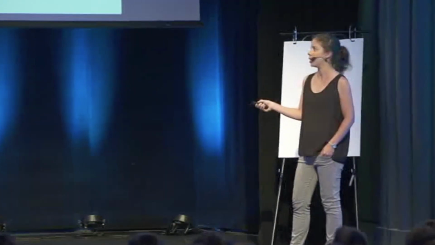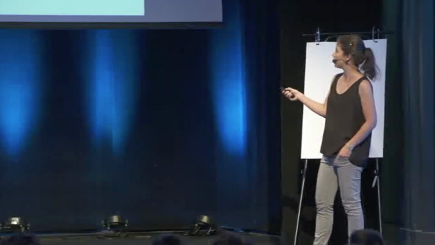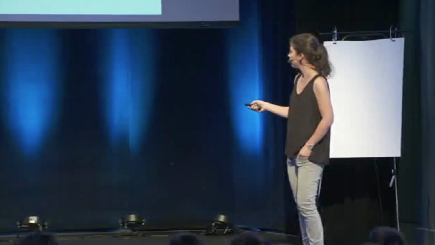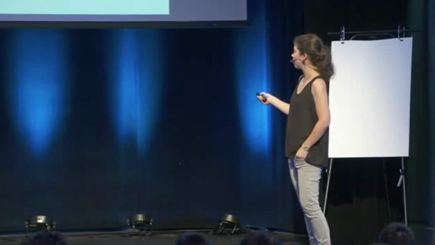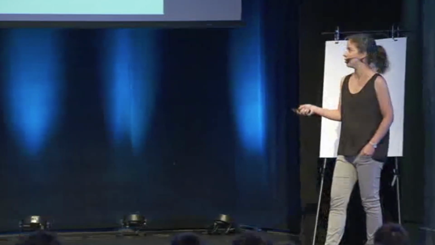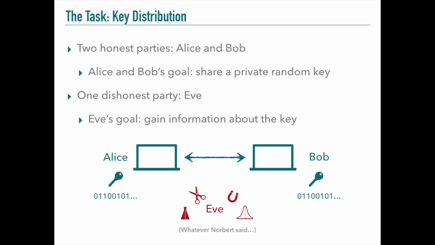anything about their key. So we introduce another party, a dishonest party, Eve. And Eve's goal is to gain as much information as possible on these keys. So for that, she can do many different things. Whatever Norbert said yesterday, these crazy things, she can try to attack the system.